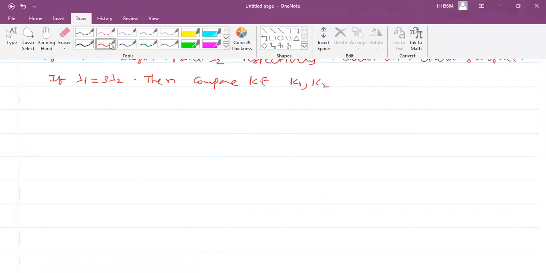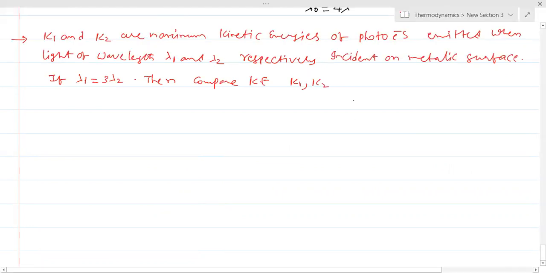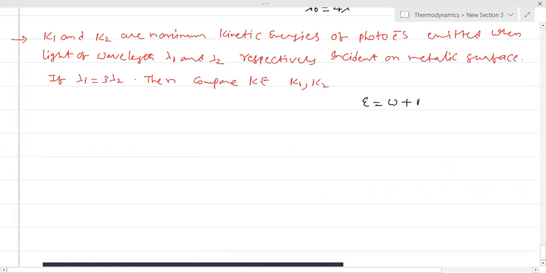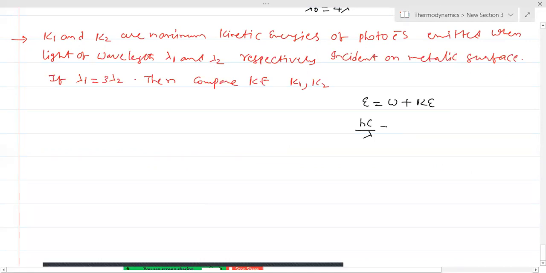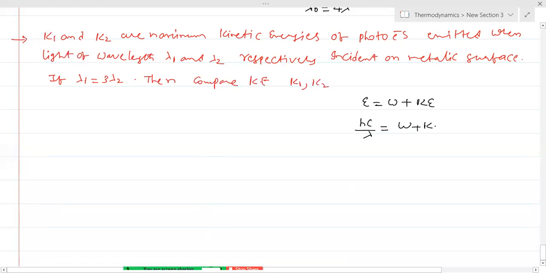First try to understand the question. First I am writing the basic equation, that is simply E equivalent to W plus K. Energy means it is in the terms of hc by lambda. Work function is W and K is K1. So we have a relation between K1 and K2. The answer is in the terms of K1 and K2: K1 is greater than K2, K1 is less than K2, and so on.